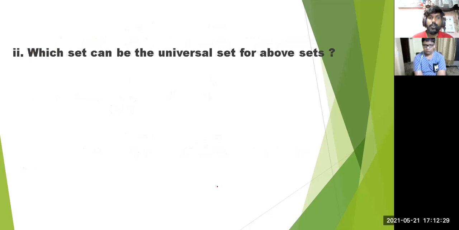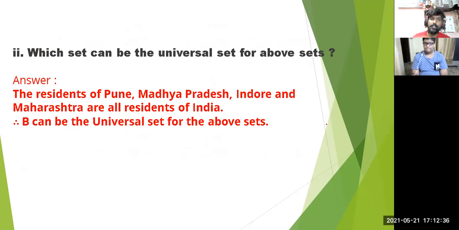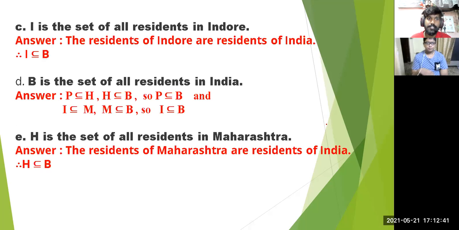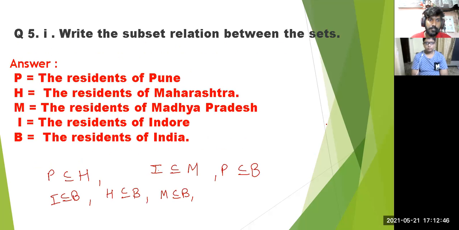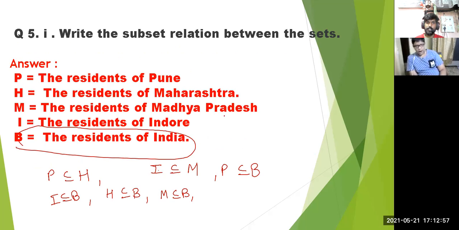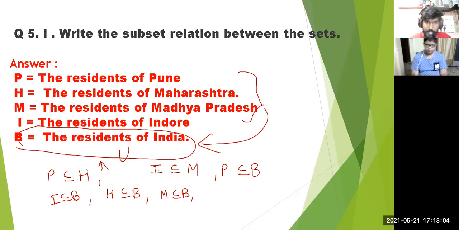Second one, you have to denote which set can be the universal set for the following sets. So residents of Pune, Madhya Pradesh, Indore, and Maharashtra. Okay, in this same set, which will be the universal set? Set B. So this will be the universal set. Why? Because the rest of all of these are subsets of this. So this will be my universal set. Correct.